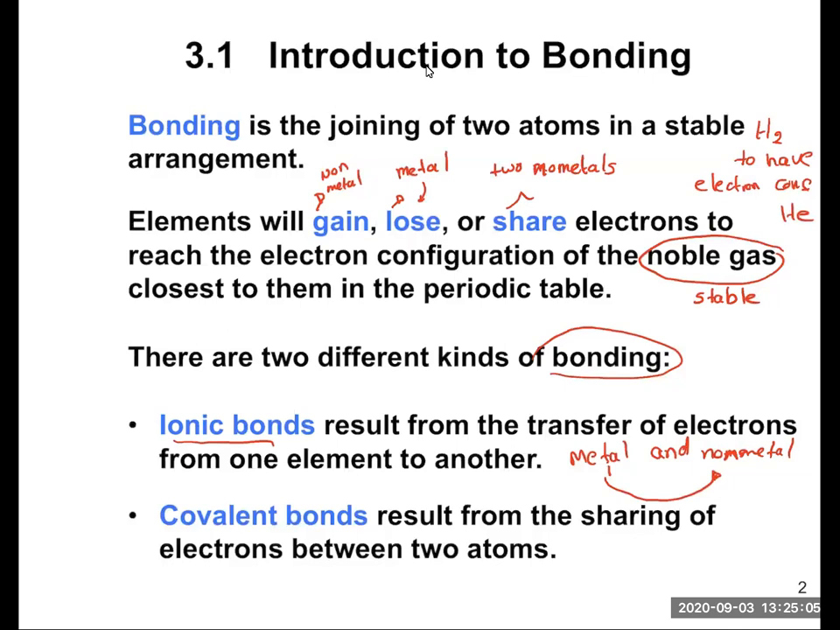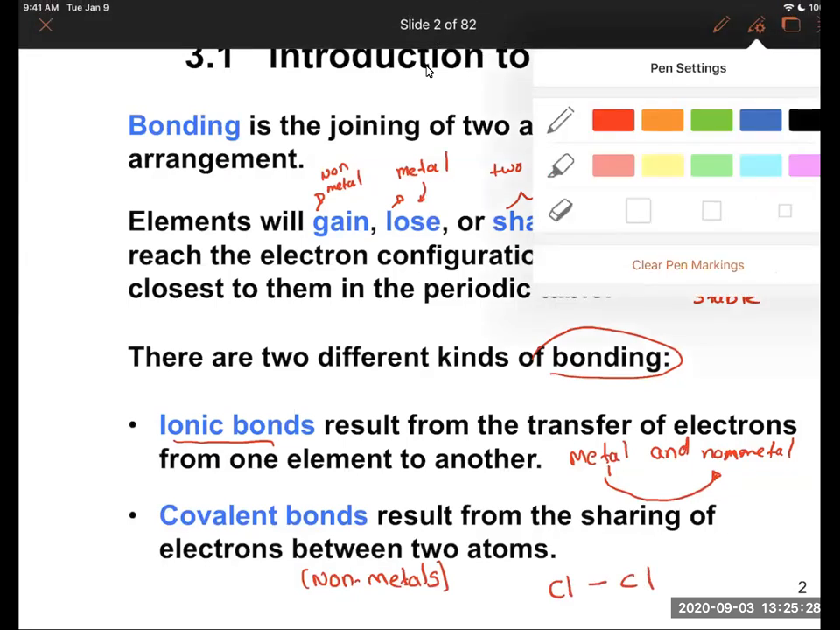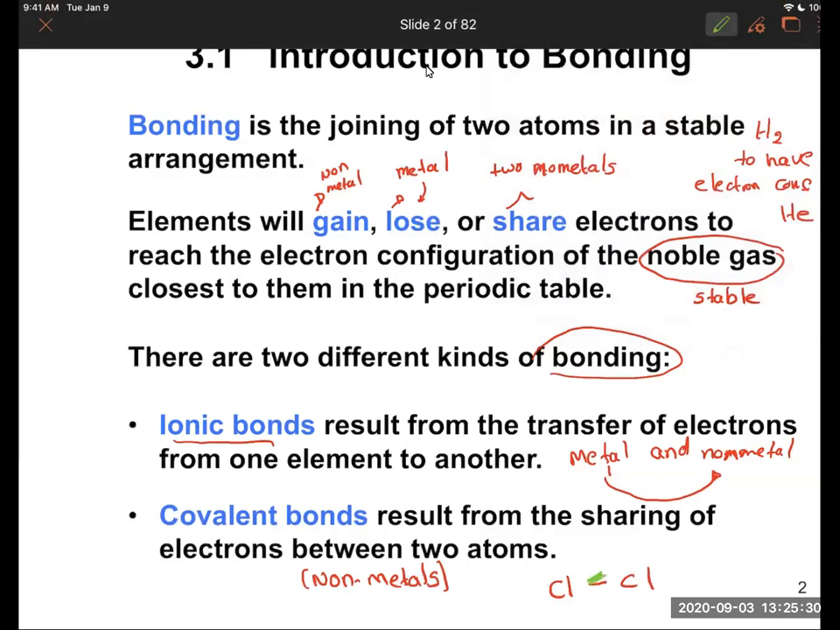A covalent bond is going to exist when you have two or more non-metals. In here, your electrons are being shared. For example, Cl and Cl, that bond is a covalent bond. This is a covalent bond, and those electrons are being shared. They're not being transferred.